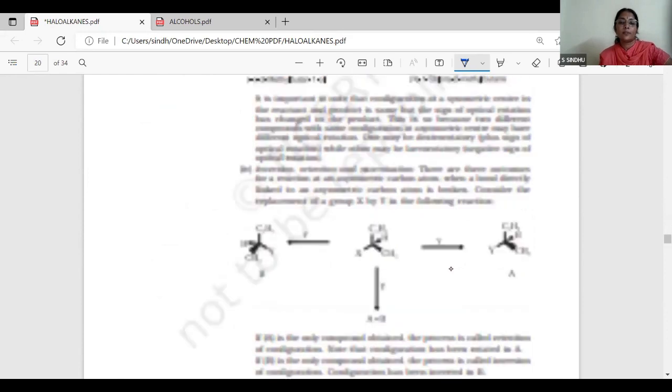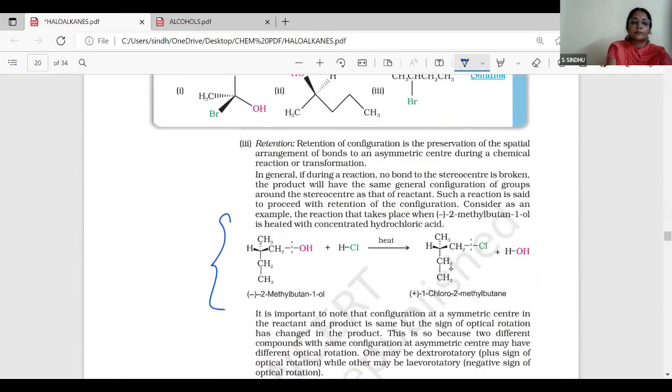There was one molecule here which I wanted to discuss. Yeah, this one. What happens in this reaction? 2-methylbutan-1-ol reacting with concentrated HCl. So during the reaction, is there an asymmetric center where the bond is breaking? Is it an asymmetric compound? Is it chiral? Is the molecule chiral? No, ma'am. See, ma'am, the molecule's chirality.